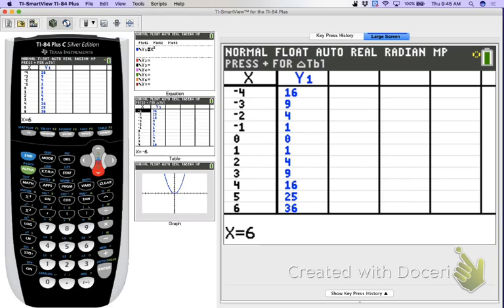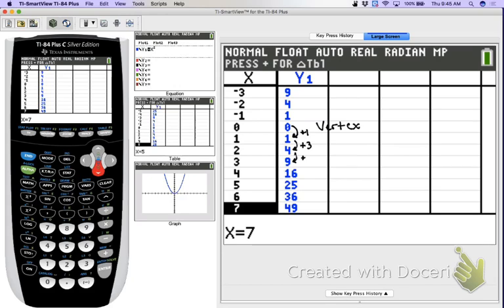What do you notice from 0, because the vertex is, like, this is my vertex. How much did it go up here? Went up 1, right? How much did it go up here? 3. What about here? 5. How much do you think it's going up next? 7, and then 9, and then 11, right?